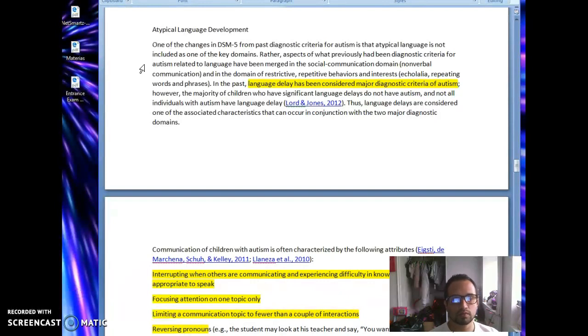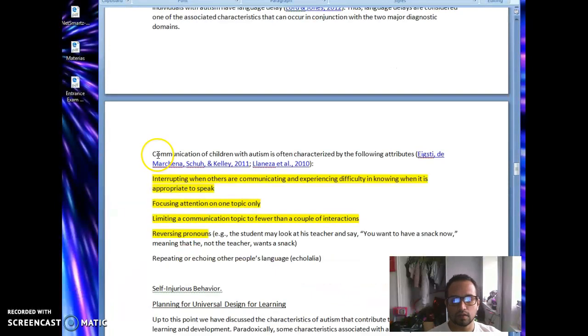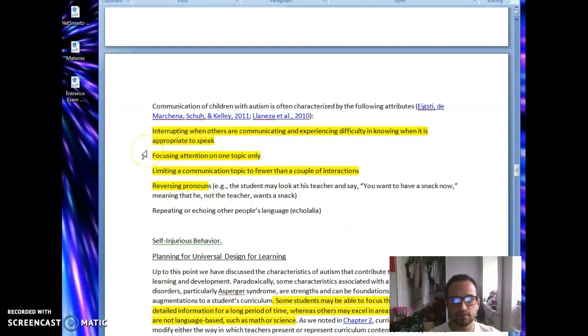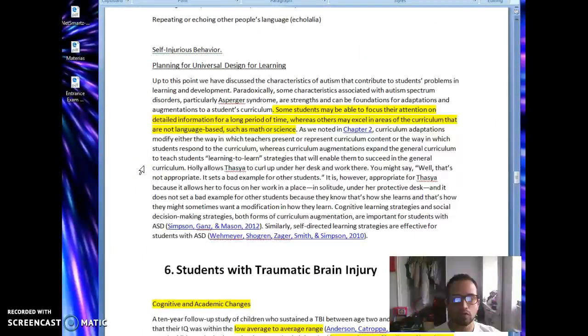They have an atypical language development, which means it's not consistent with other students who don't have this problem. So they will have more problems learning the language or sentences, writing, and language. So they will interrupt others. They will have problems focusing. So the way we can help the students in the classroom, and this is something that I will be doing, is to try to refocus their attention.